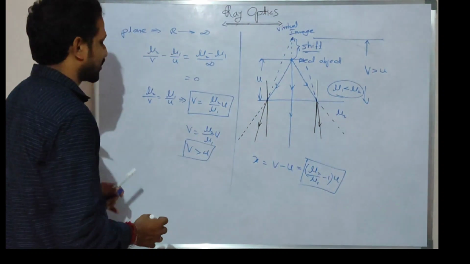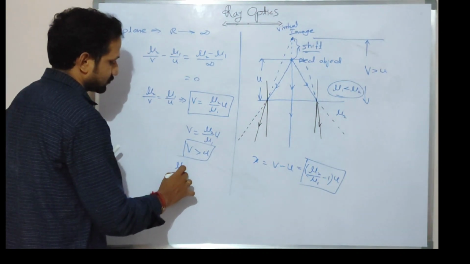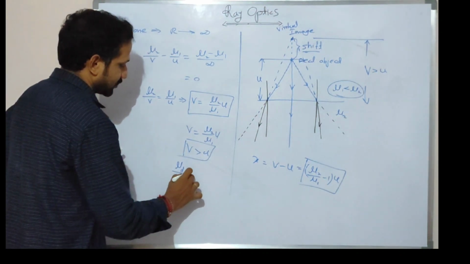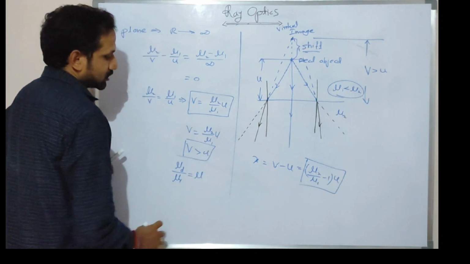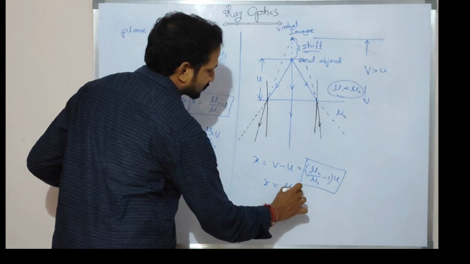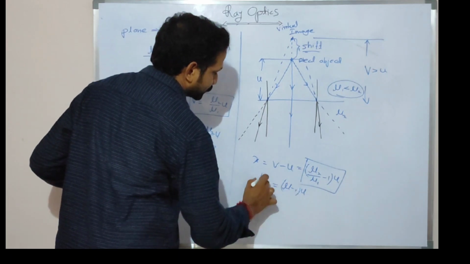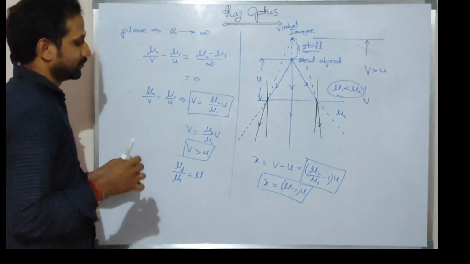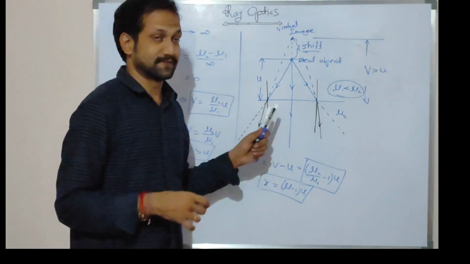In most of the books, they will consider denser medium divided by rarer medium as mu. So this formula will turn out to be equal to (mu minus 1) into u. This is the shift formula. And like this, there are 4 cases.